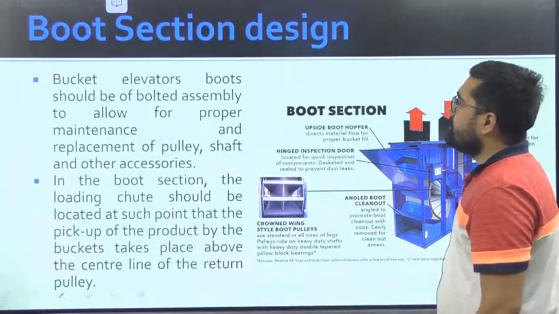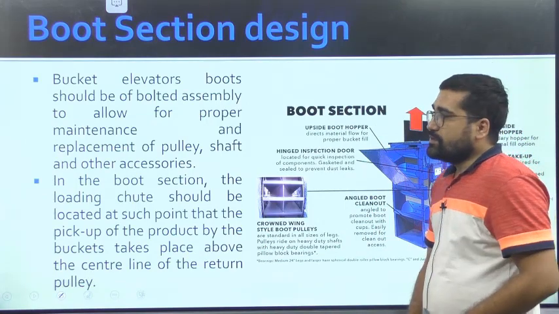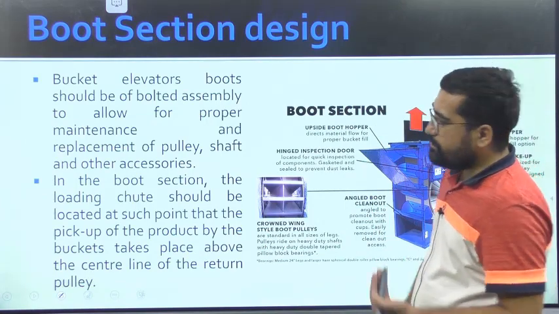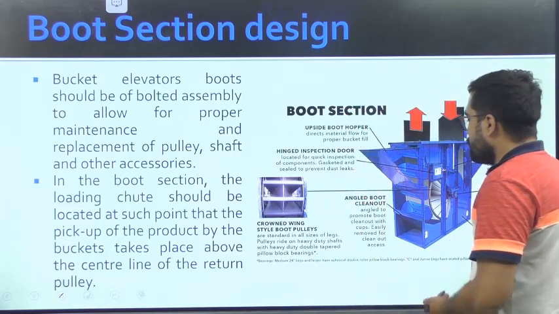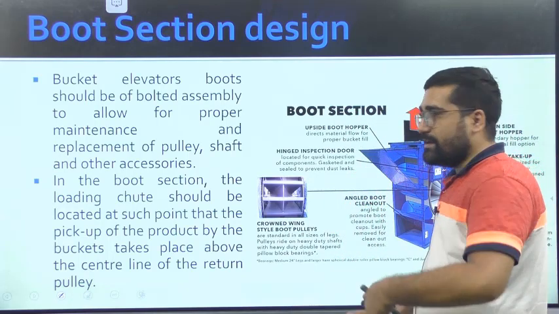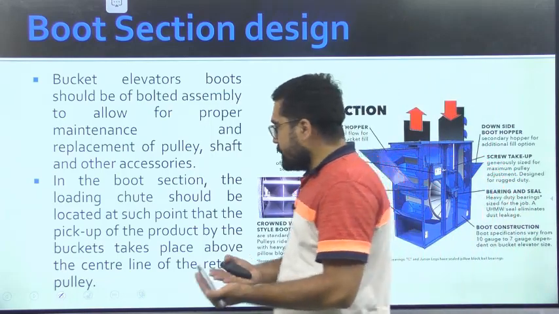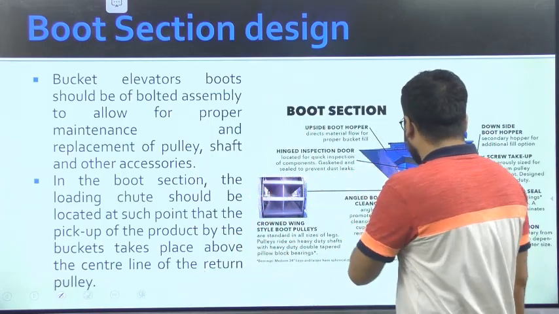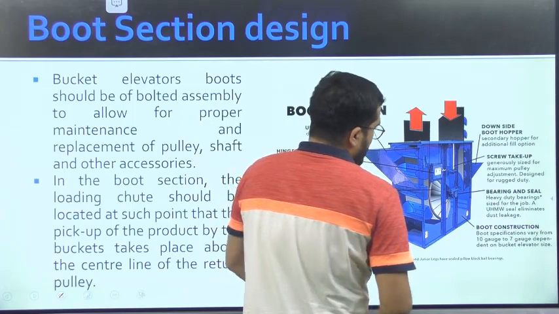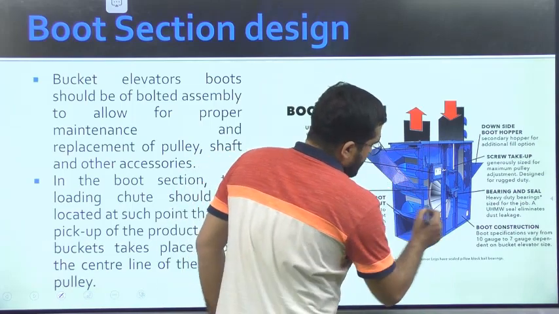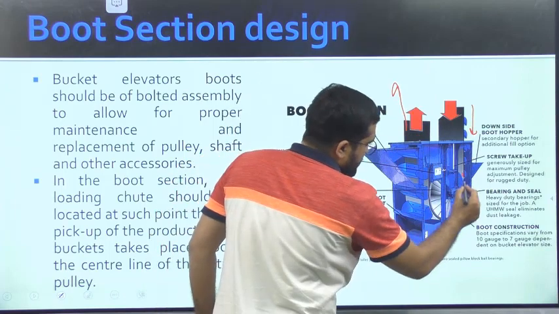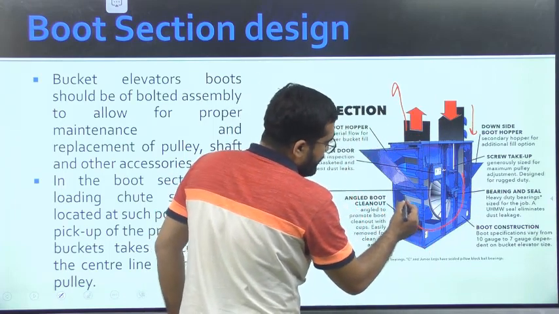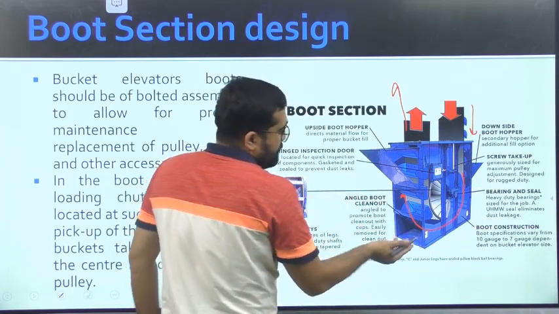Next comes the boot section. What is the boot section? The boot section is the bottom section of the bucket elevator, and it is mostly used to feed the bucket elevator, meaning to feed the buckets. So buckets are coming, this is the boot section. Here the buckets are coming from this end and going to that end. So buckets are coming and then get fed by some means.